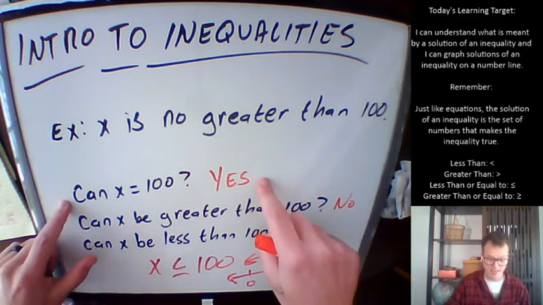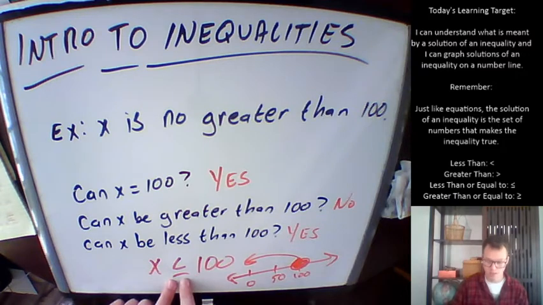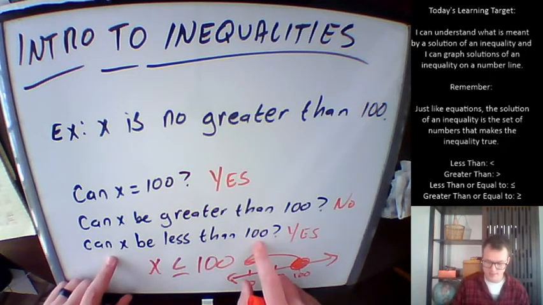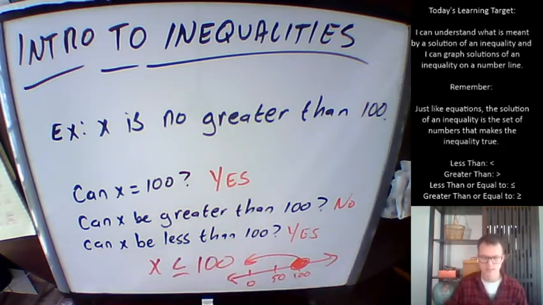Once you have your yeses and nos, check out your yeses and make a statement out of it. In this case, it can equal 100. That's why this line's down here, because we know it can be, and that's why it's filled in. Can it be less than? Well, yeah, that's why we have less than. That's why we pointed to the left.